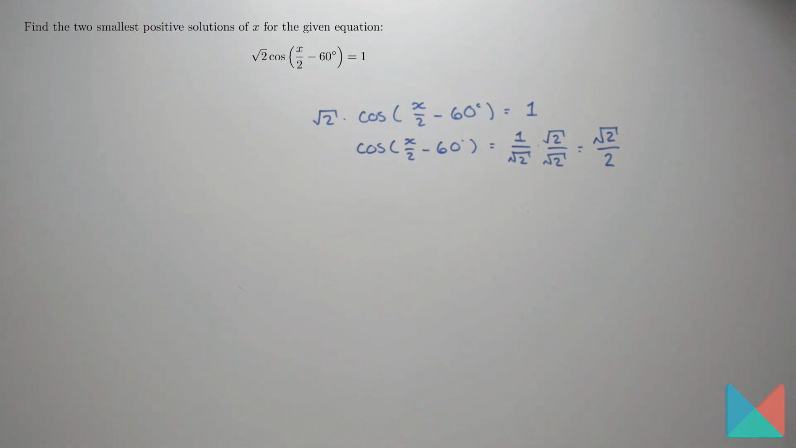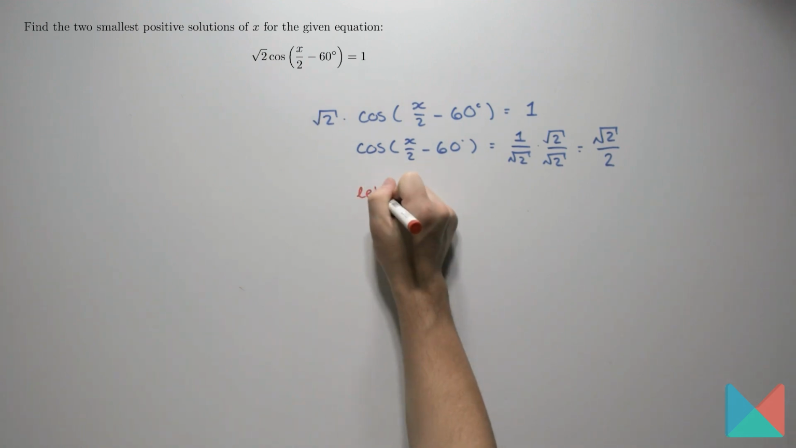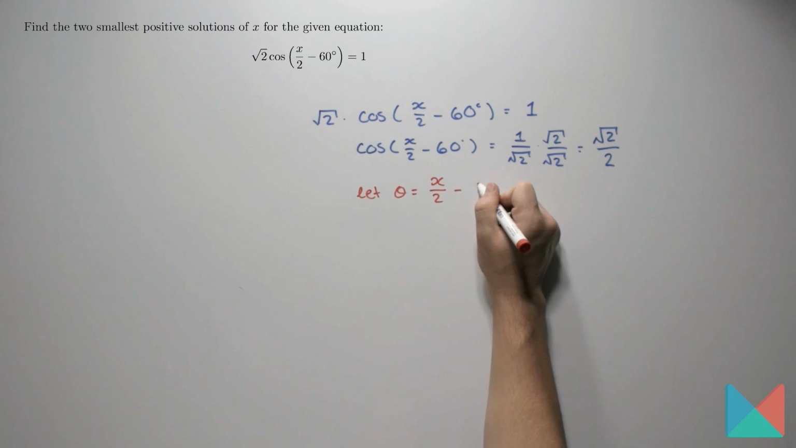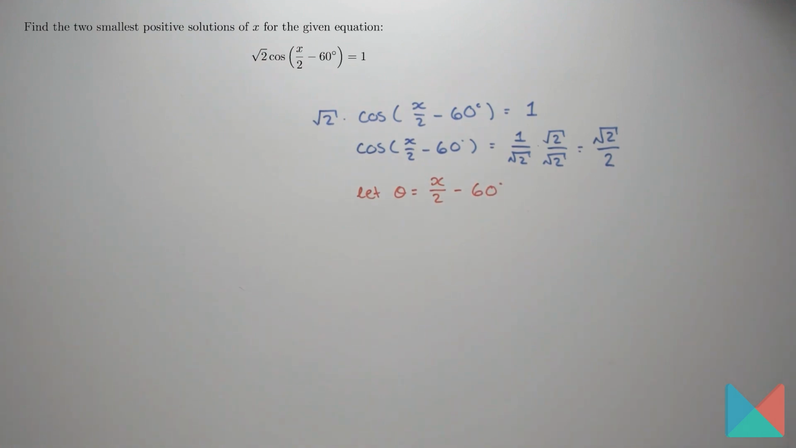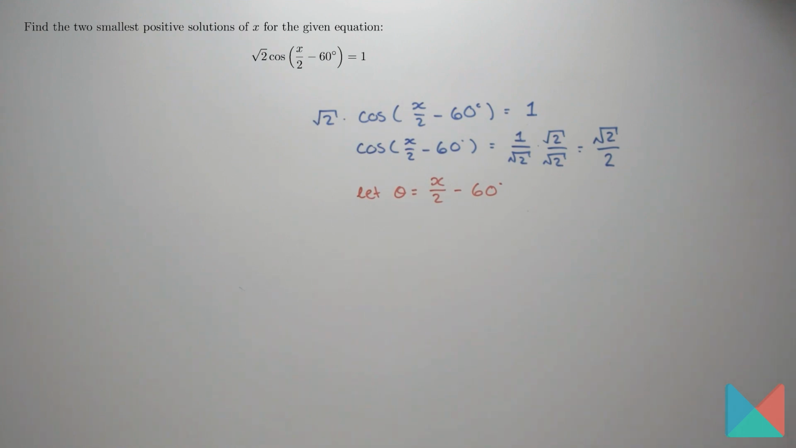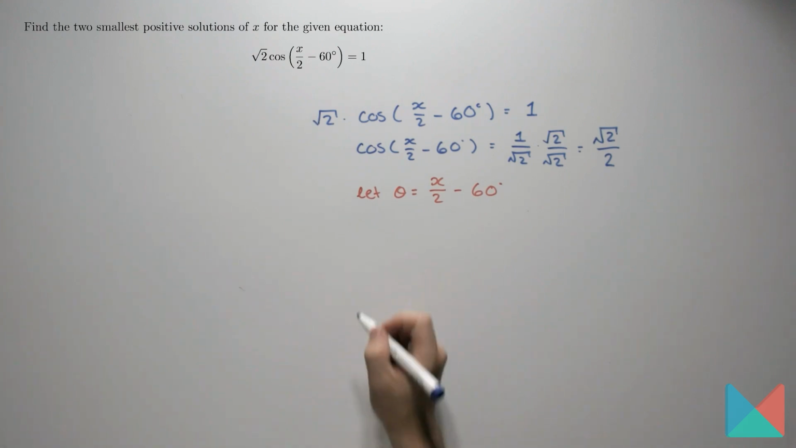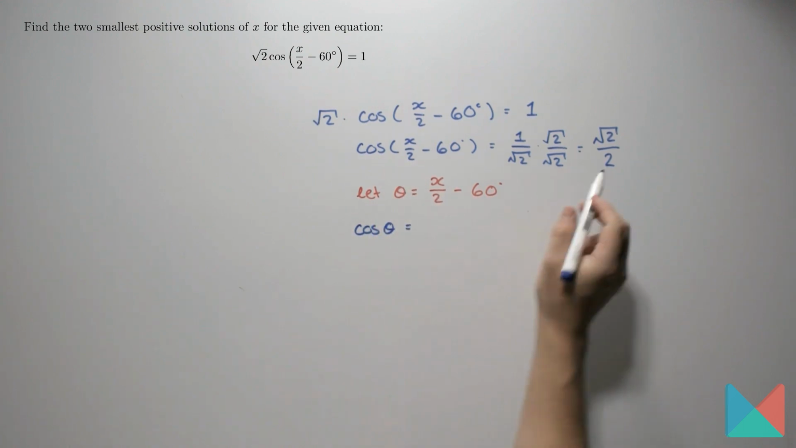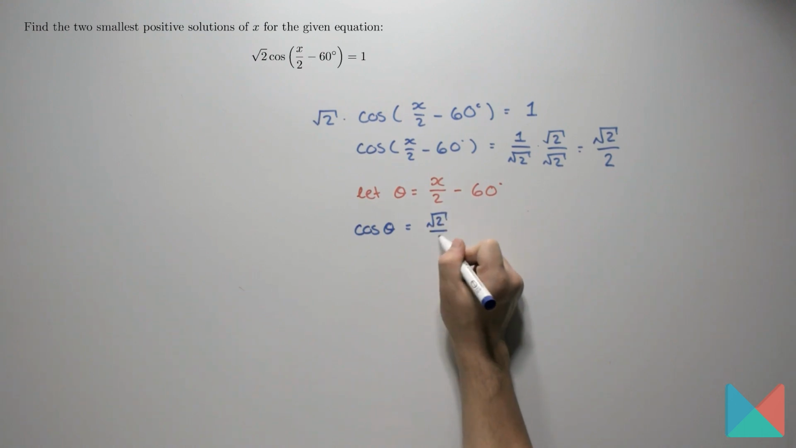Now notice that once again we have something associated with the angle, so we're going to make a dummy variable. Let theta equal this angle, which is x over 2 take 60 degrees. The next step will usually be to find the domain of theta, but because this equation looks quite difficult, I'm going to leave this step out and try a guess and check method, which you're going to see later on. So for now, let's just continue the problem as usual, but without finding the domain of theta. And so we get cos of theta is equal to root 2 on 2.